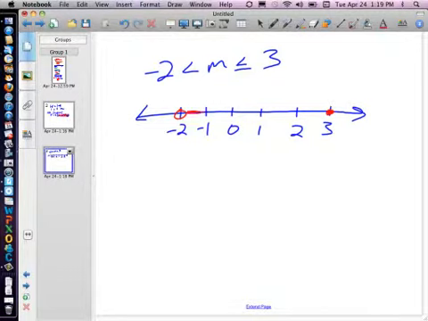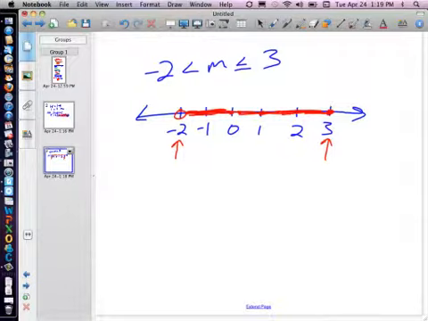For instance, m could be 0, m could be 1, m could be 1 1/2, m could be 1/3. So all of these need to be shaded because they're all possible answers. Keeping in mind that -2 is not an answer because -2 is not less than -2, but 3 is because 3 is less than or equal to 3. So that's how you would graph that statement.